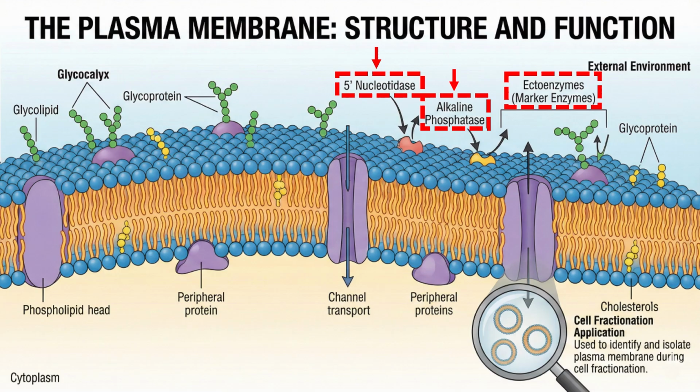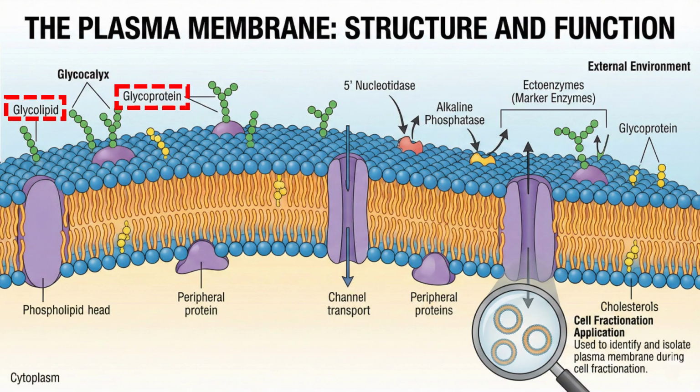To identify the plasma membrane during cell fractionation, we have certain enzymes called marker enzymes. The marker enzymes that are used here are 5' nucleotidase and alkaline phosphatase. So marker enzymes are used in the application of plasma membrane identification during cell fractionation.